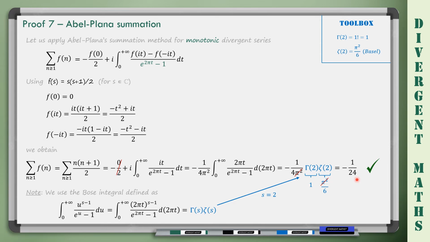All right. So here we get as well to the correct result, negative 1 over 24, for the sum of the monotonic divergent series of triangular numbers using the Abel-Plana summation method and the Bose integral as a shortcut for the calculation here. Cool.